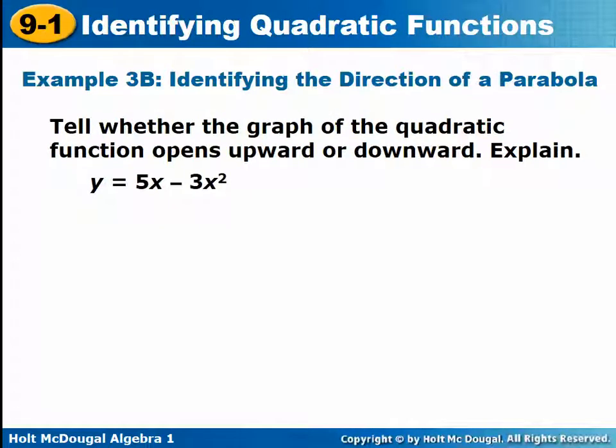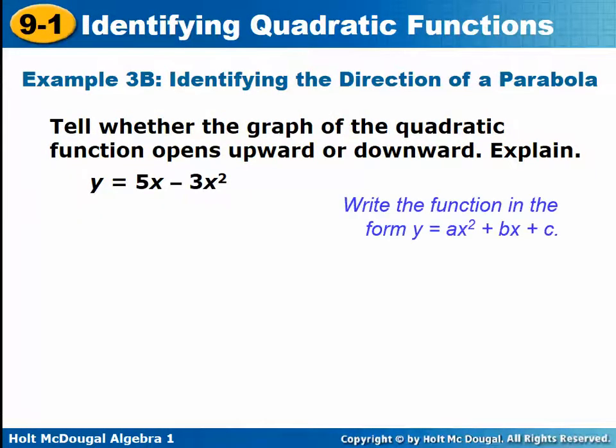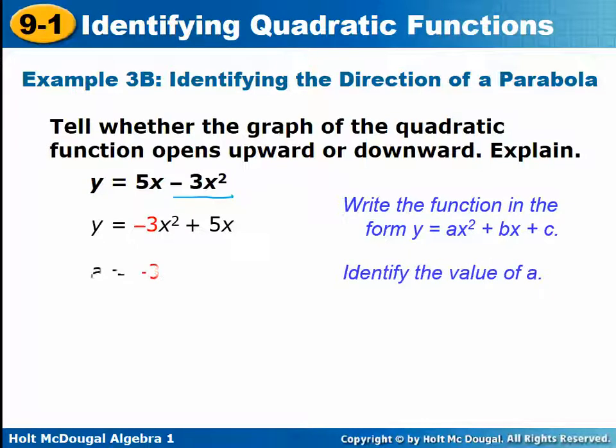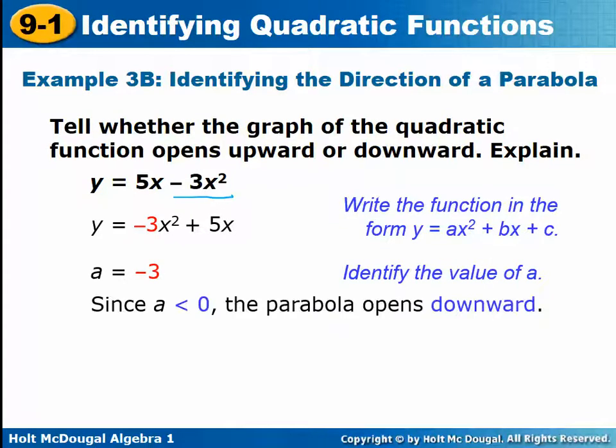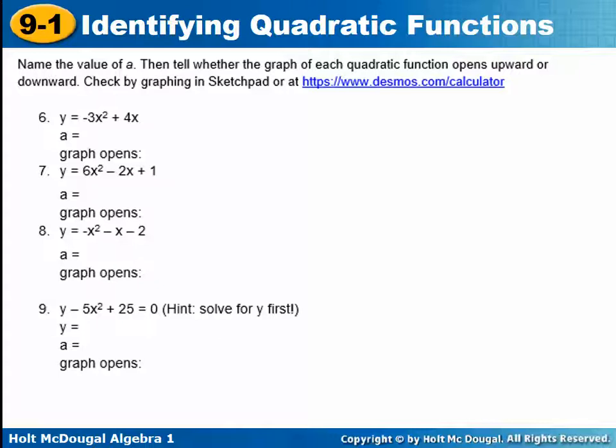Here's another example. Again, this one is not in standard form. First, rewrite it. The x squared term needs to be written first. And remember that the sign in front of a term goes with it. So this would be -3x squared plus 5x. That's going to open downward because it's -3. On your worksheet, numbers 6, 7, and 8 are already written in standard form. So you just have to identify what is a, and then say whether it opens upward or downward.